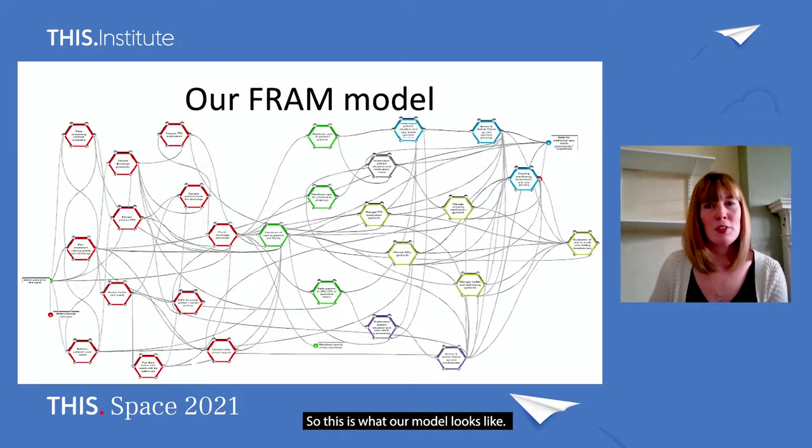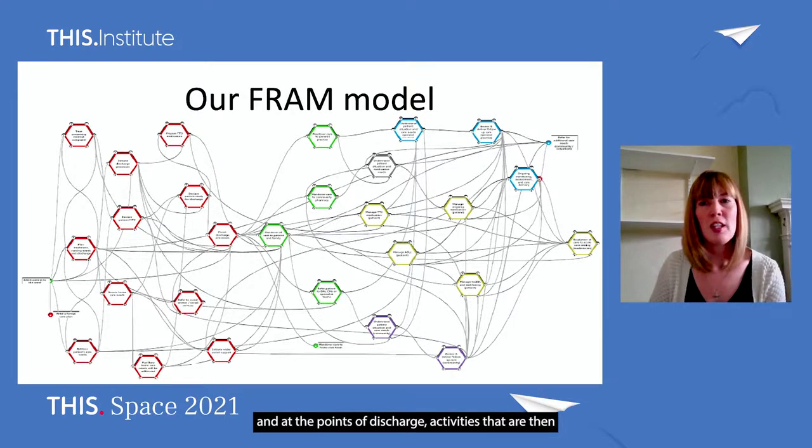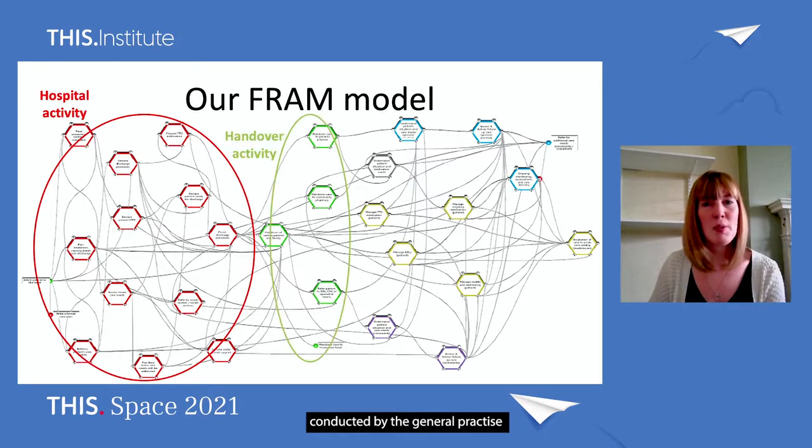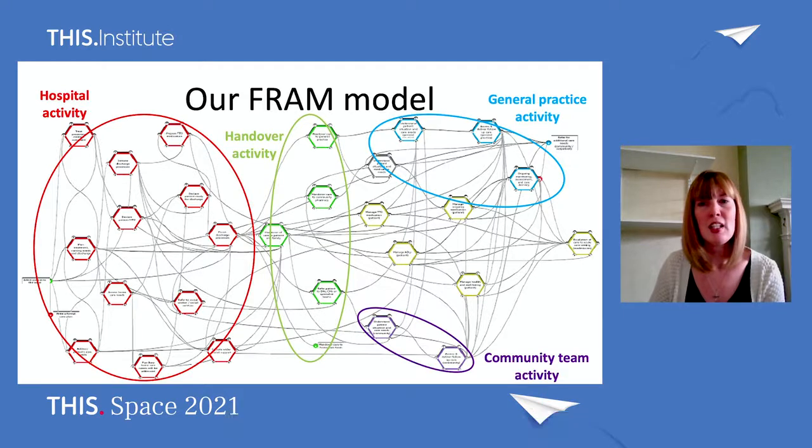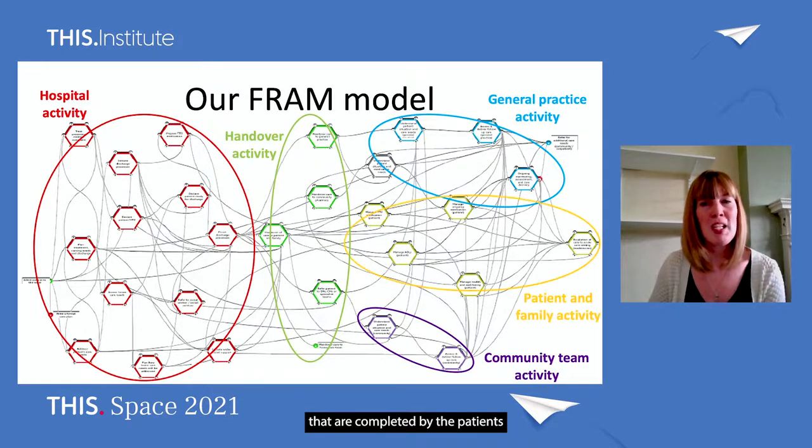So this is what our model looks like. I'm not going to go into detail, but just to point out there are activities that happen in the hospital and at the point of discharge, activities that are then conducted by the general practice and the community teams, and importantly for our work, activities that are completed by the patients themselves, often with the support of family or carers.